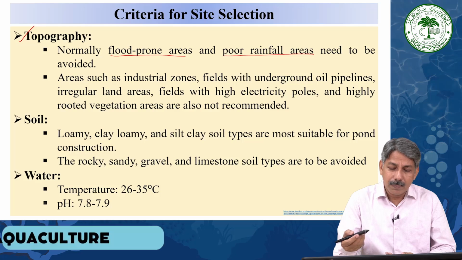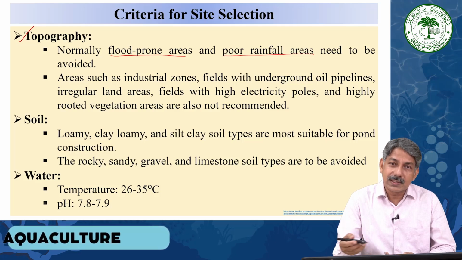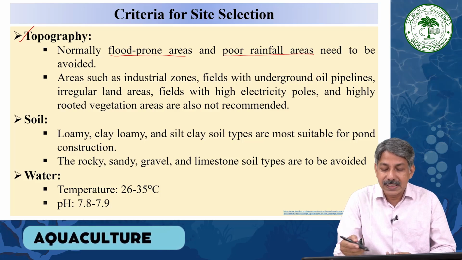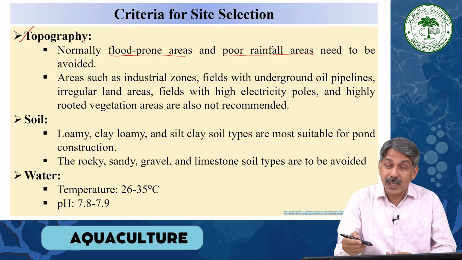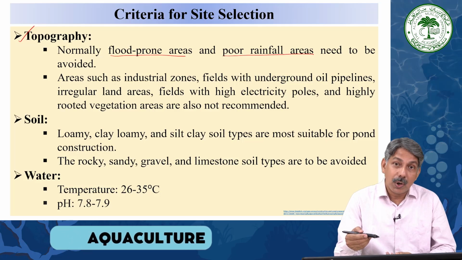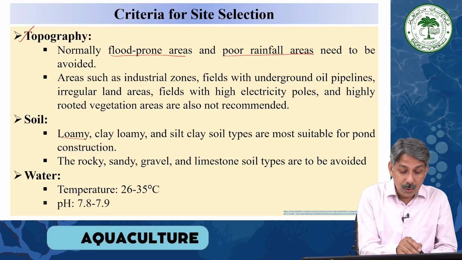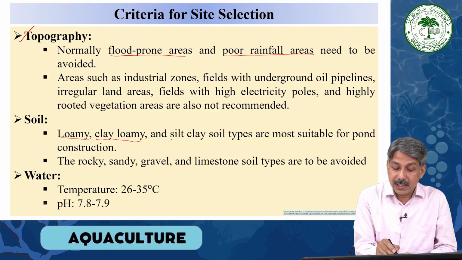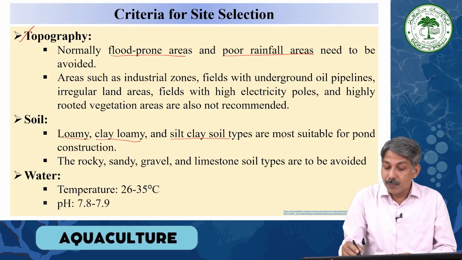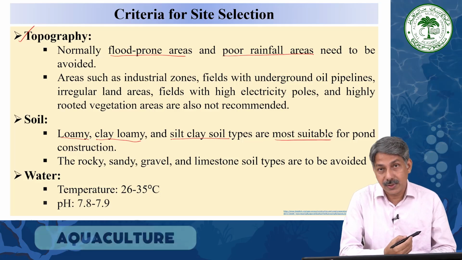anybody with common sense can understand that these areas should be avoided in order to prepare a pond for commercial fish culture. Then soil, loamy, clay loamy and silt clay soil types are most suitable for pond construction.